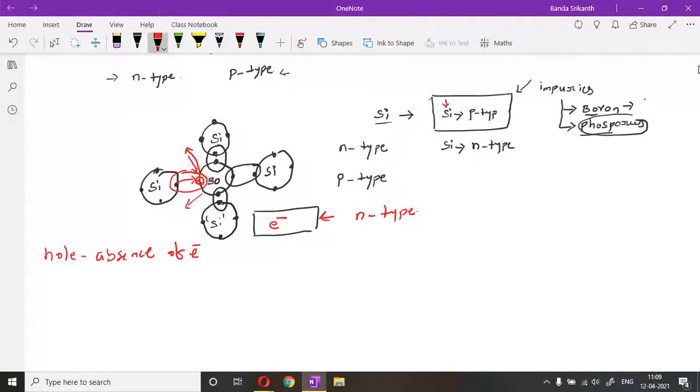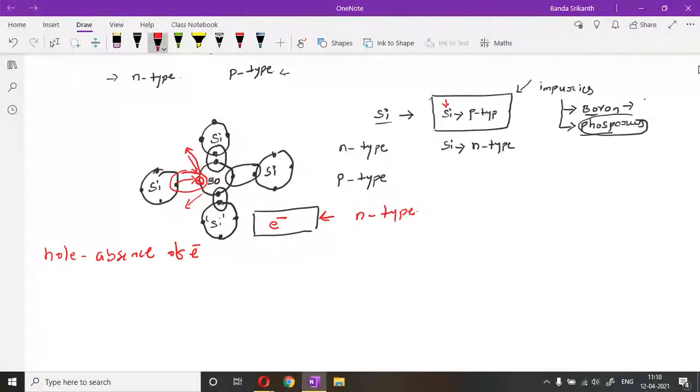Likewise, here the impurity atoms are boron, so the majority carriers are holes. Earlier we were adding phosphorus atoms to the silicon material, so the majority carriers are electrons. Why? Because there is an extra electron to travel along the entire semiconductor material.